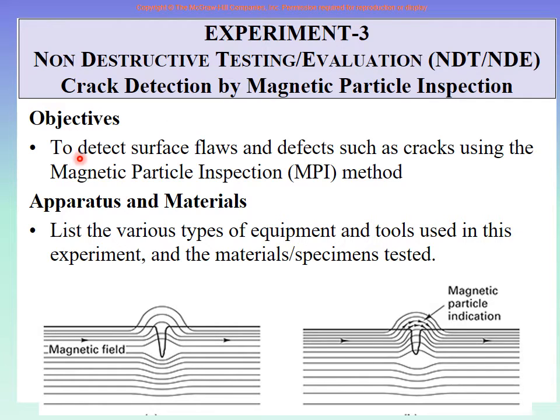Objectives: to detect surface flaws and defects such as cracks using the magnetic particle inspection method. Apparatus and materials: list the various types of equipment and tools used in this experiment and the material specimens tested. Again, I am reminding you again and again that the videos have been prepared by the lab engineer, very nice ones, and their links are already uploaded. So you go through them, and then whatever equipment, machine, tool, specimen, all the details are available there.